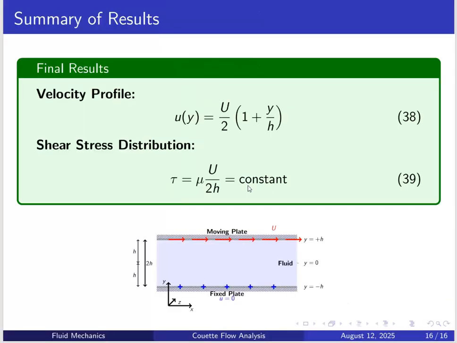Finally, the result is the velocity profile u equal to U/2 times (1 plus y/h), and the shear stress distribution tau equal to mu U by 2h, which is constant. So that's it about Couette flow.